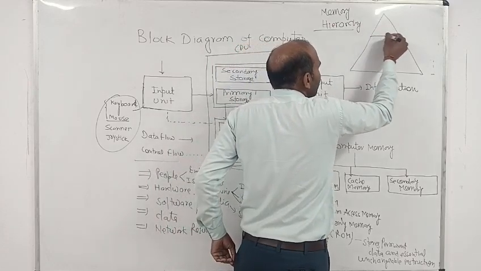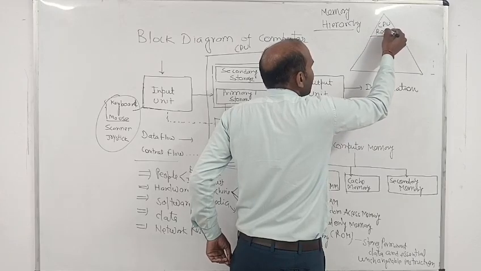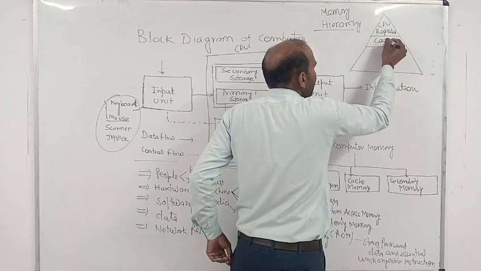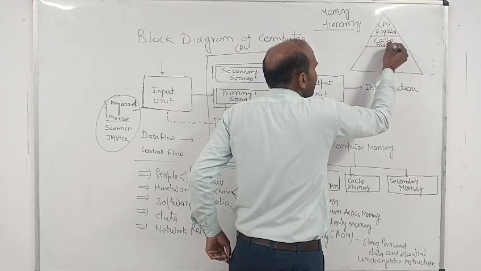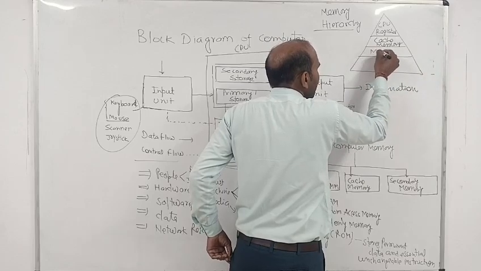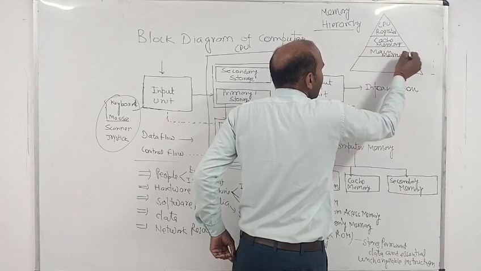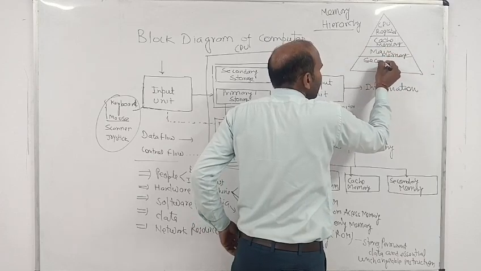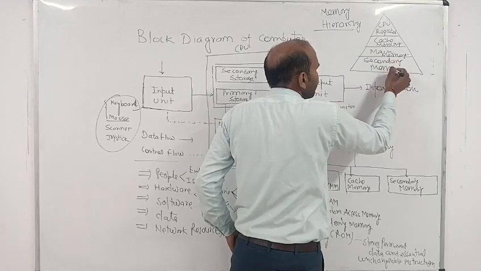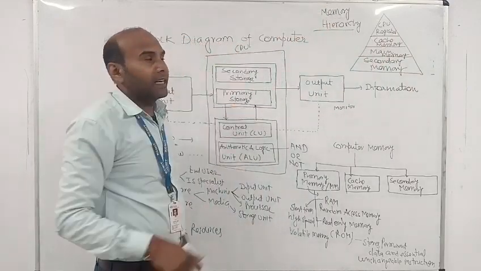Here is the memory hierarchy diagram. The first level is the CPU register. Next is the cache memory. The third level is the main memory, and the fourth is the secondary memory. This is the memory hierarchy diagram.